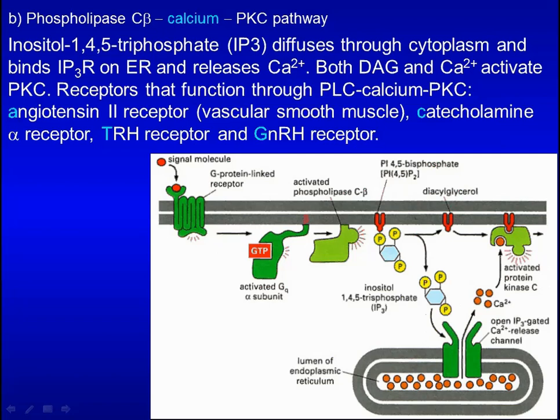Receptors that function through the phospholipase C, calcium, protein kinase C pathway include angiotensin II receptor in the vascular smooth muscle, catecholamine alpha receptor, TRH receptor, and gonadotropin-releasing hormone receptor. These receptors can be summarized in one mnemonic: ACTG. A stands for angiotensin II receptor, C stands for catecholamine alpha receptor, T for TRH receptor, and G for gonadotropin-releasing hormone receptor.